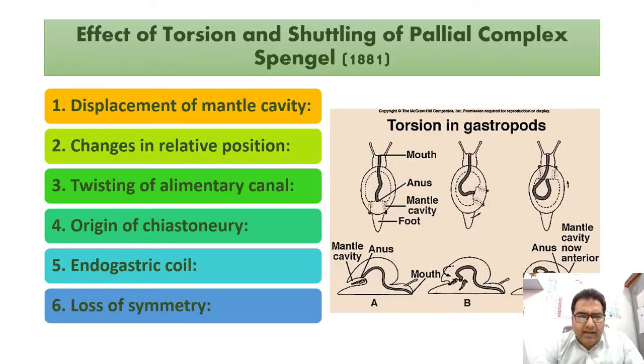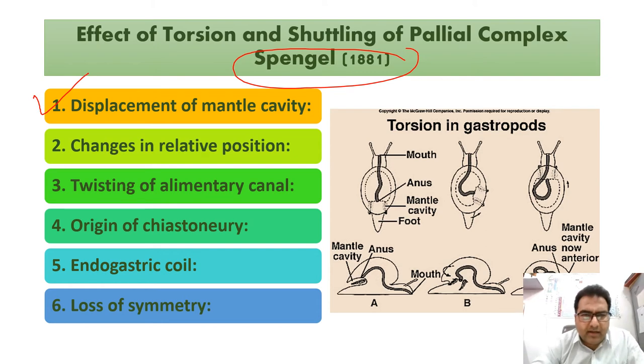Now we shall have a little idea of the effect of the torsion and the shuffling of the pallial complex. This was elaborated by Spengel in 1881. He said that first of all there is a displacement of the mantle cavity, that is, the mantle cavity which was present on the posterior side shifted onto the anterior side. Then there are changes in the relative position. Before torsion, the anus, ctenidia, or the nephridia in some cases, which are present on the back side, have come onto the front side, toward the head. And even the anus has come toward the side of the head.